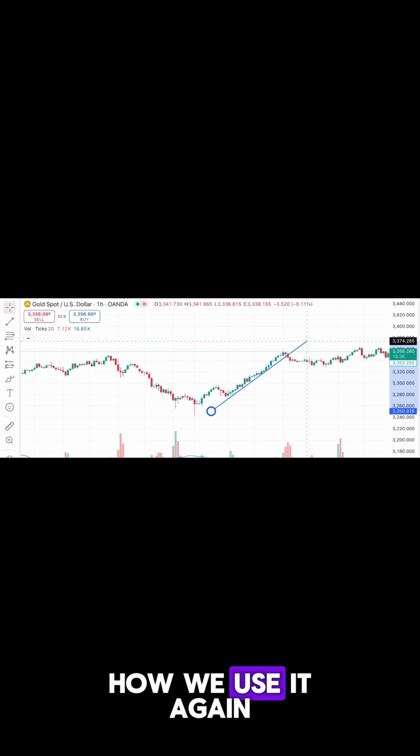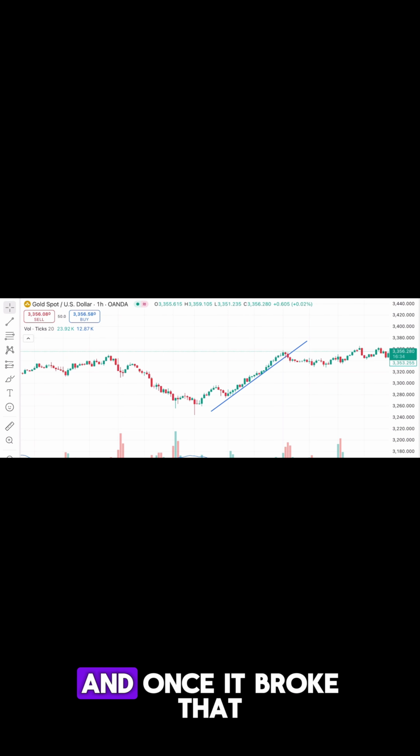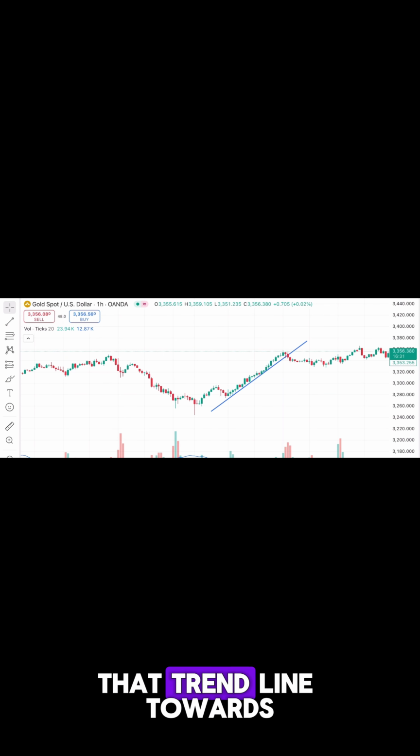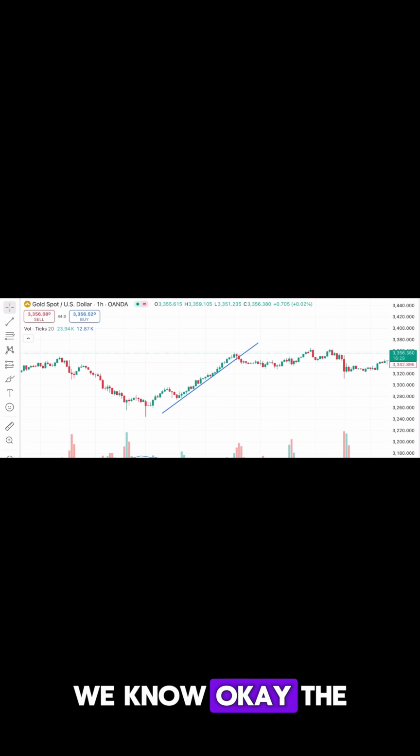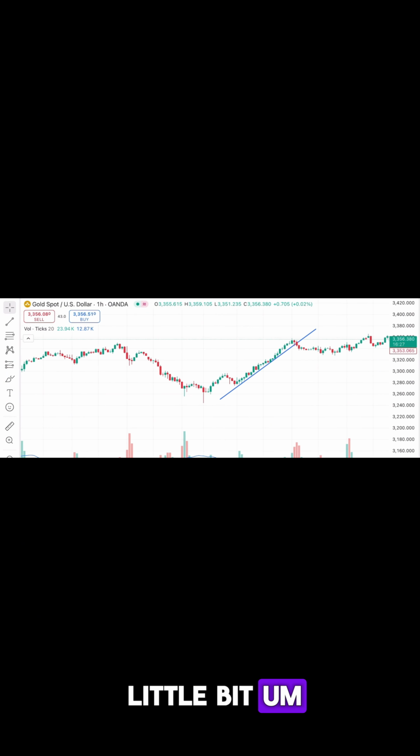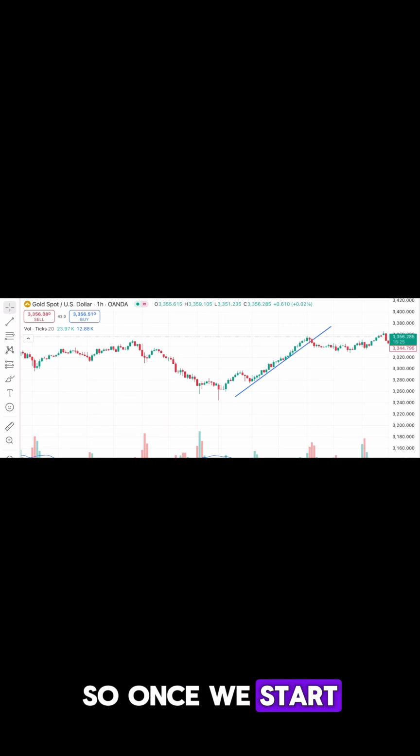As you see how we use it again, you drew it up, and once it broke that trend line towards the sell, we know, okay, the market is shifting a little bit, so we could get out of that trade. Once we start breaking and touching our trend lines, we hop out of the trade. Like I said, we want to find 2 or more points before we put that line. So if there's 2 points, we have it rejected at 3 o'clock and then rejected at 6 o'clock at the same level.